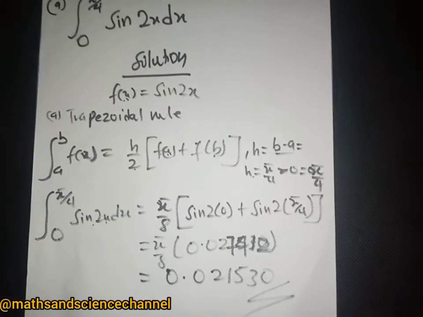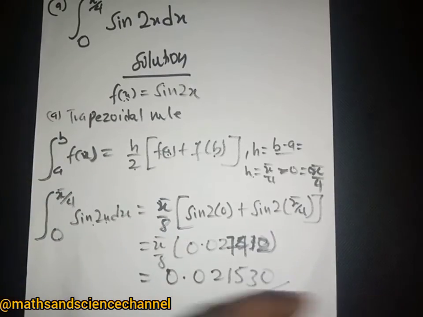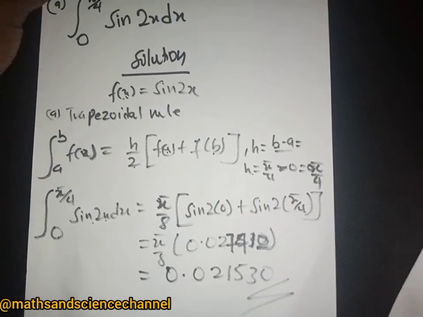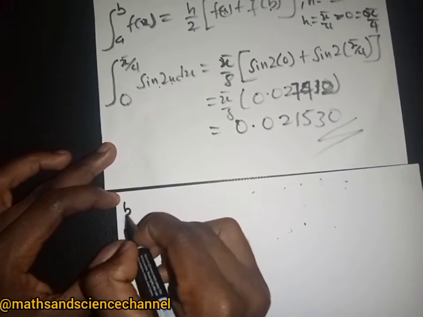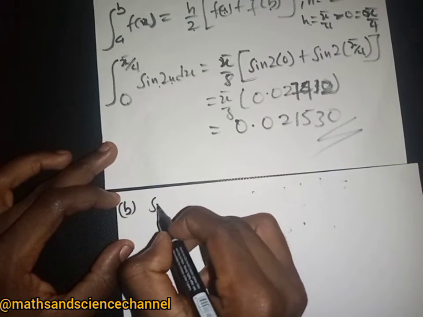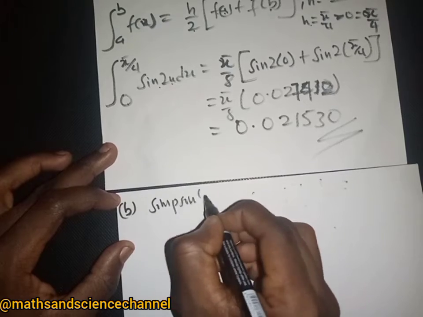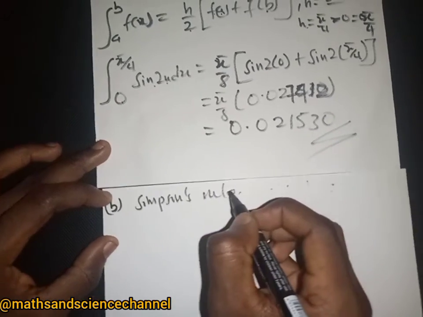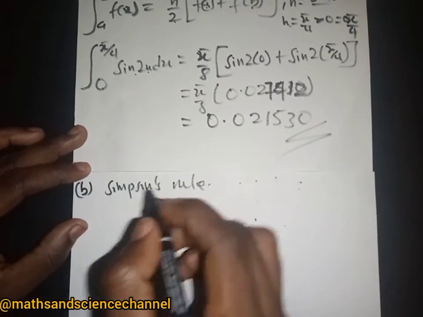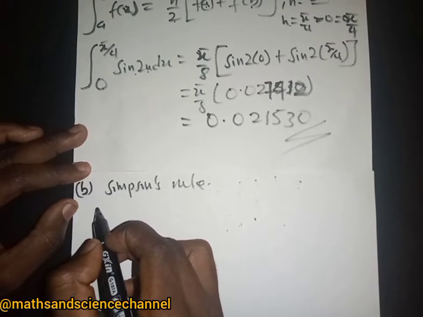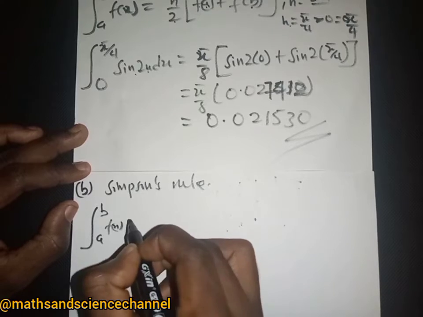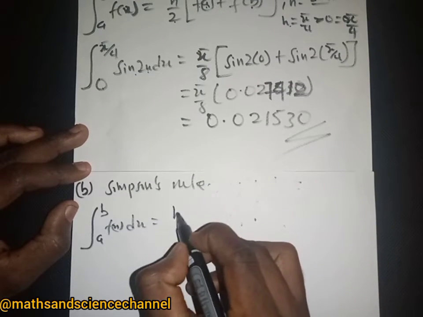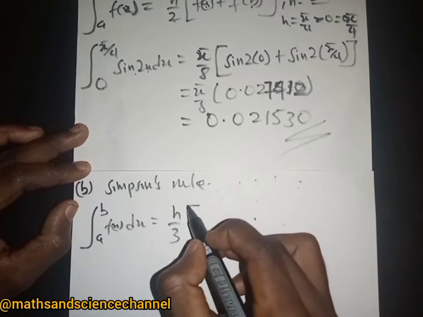Now let's look at the other ones. Let's look at Simpson's rule. Simpson's rule in this case is given by the integral from a to b of f of x dx being equal to h, the step size, divided by 3.